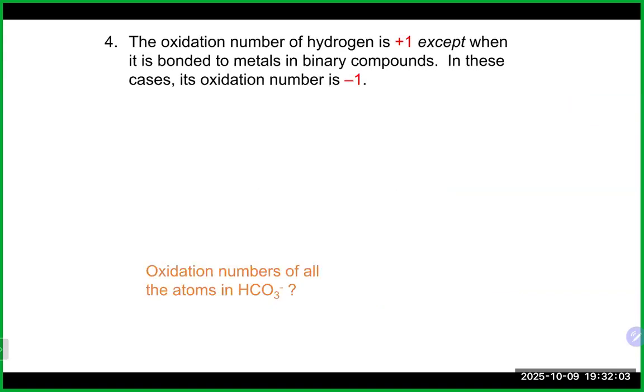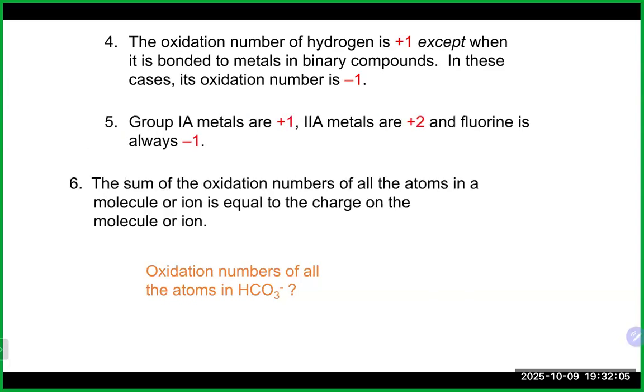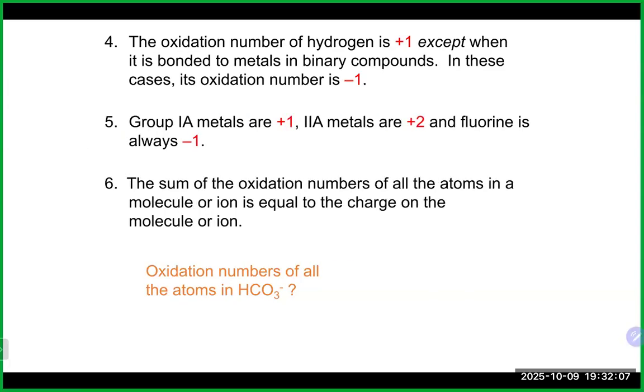Now, other rules, the oxidation state of hydrogen is usually +1, except if it comes after a metal. In that case, it's hydride, which means it's -1.